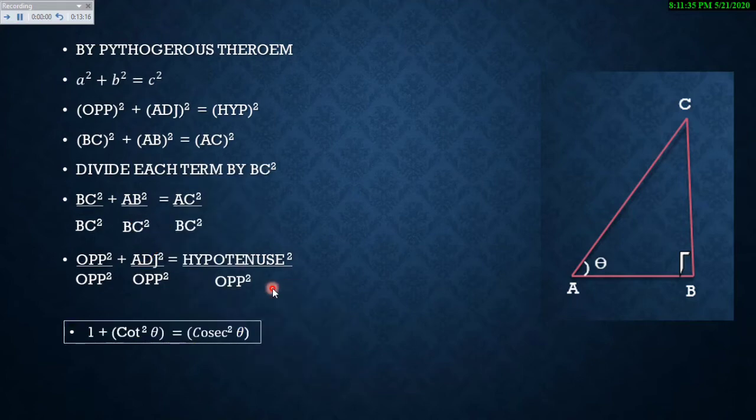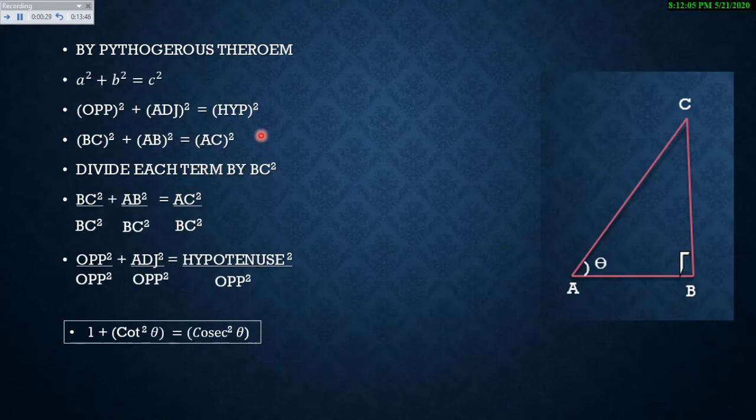So next, again the same process. We take the Pythagoras theorem: opposite square plus adjacent square equals hypotenuse square, BC square plus AB square equals AC square. Now we divide each term by BC square. First we divided by hypotenuse square to get sin square theta plus cos square theta equals 1. Then we divided by AB square to get tan square theta plus 1 equals secant square theta.